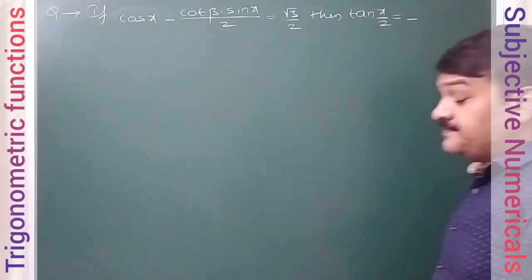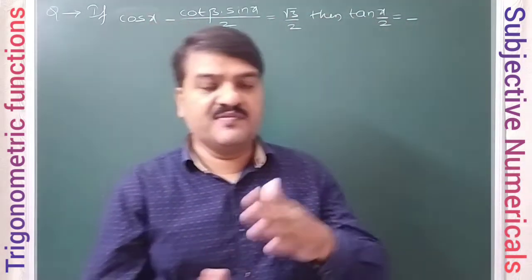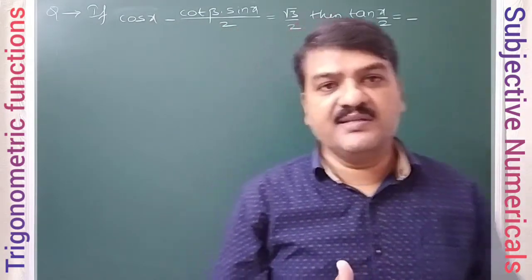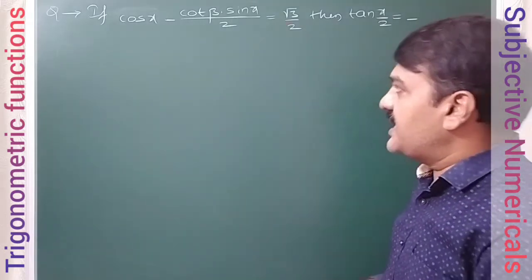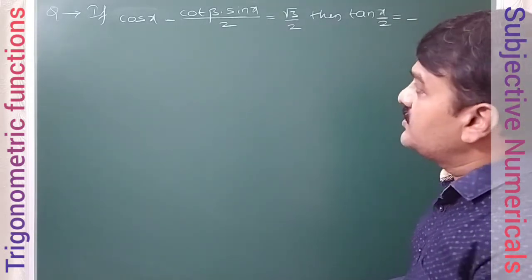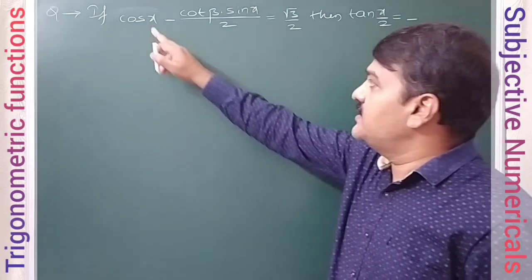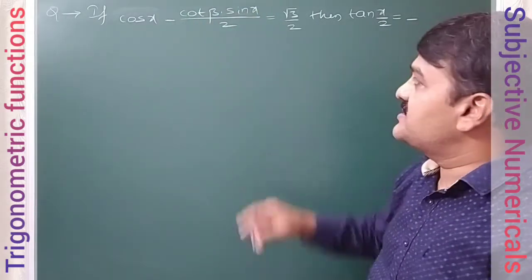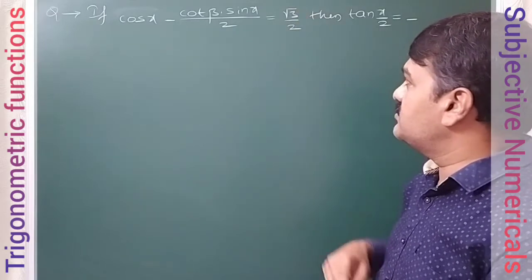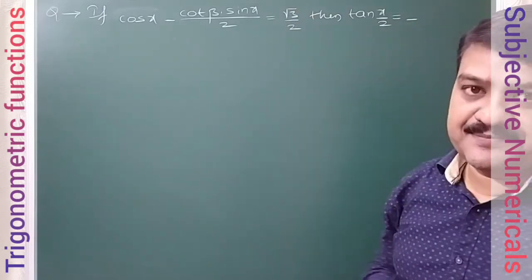Hi students, so today in this video we will discuss more numericals based on trigonometric functions. So here we have a question on board. If cos x minus cot beta into sin x by 2 is equal to root 3 by 2, then tan x by 2 is required.